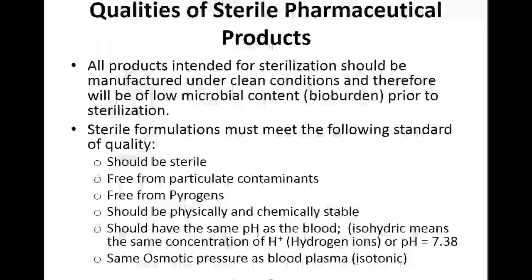And also, there are the qualities of a sterile pharmaceutical product. How will you know whether this product is of quality? All products intended for sterilization should be manufactured under clean conditions and thus will be of low microbial content or bioburden prior to sterilization. The product you manufacture must be under clean conditions, in a state of hygiene. That is why we now advise cleanliness, very important. Washing hands, but handwashing is not the only thing; personal hygiene is very important.